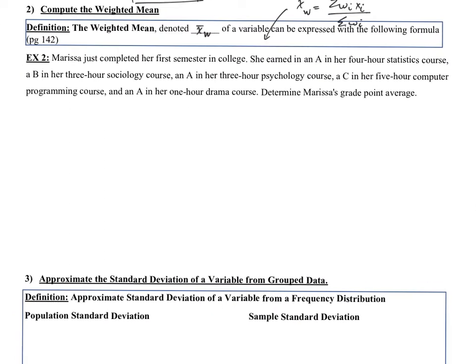Example 2. Marisa just completed her first semester in college. She earned an A in her 4-hour statistics course, a B in her 3-hour sociology course, an A in her 3-hour psychology course, a C in her 5-hour computer programming course, and an A in her 1-hour drama course. Determine Marisa's grade point average.